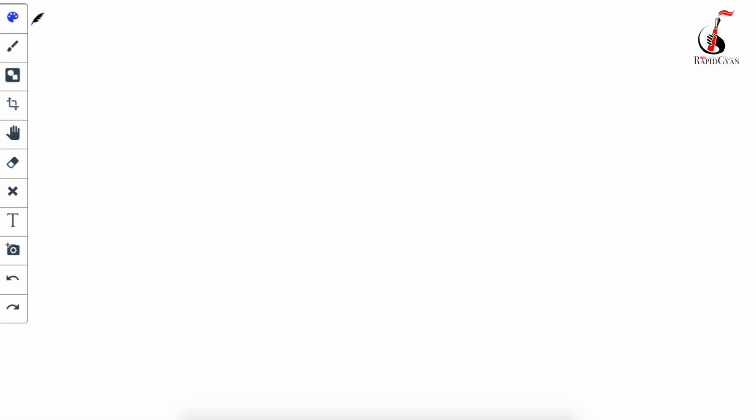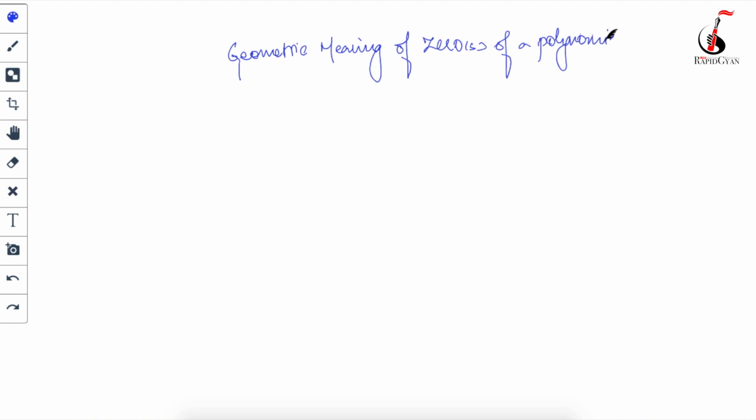So in the 10th class we are going to study the geometric meaning of zeros of a polynomial. What is geometric meaning? Geometric meaning means you will have to draw the graph of the polynomial on graph paper. Okay, so we will do it, don't worry. I will take one example and we will solve it. It will be easy for you to understand.